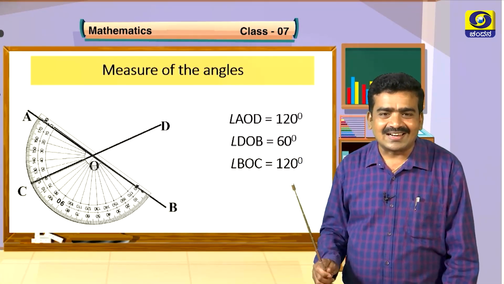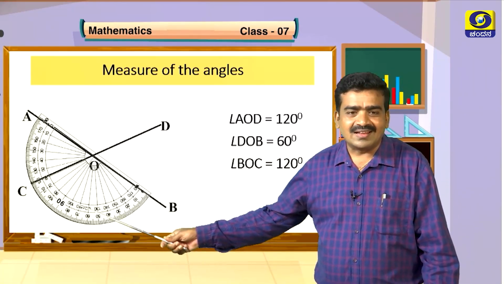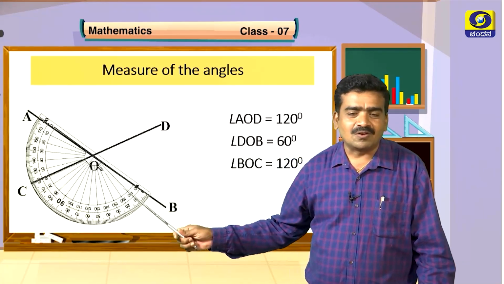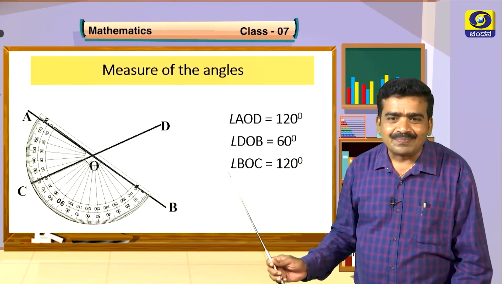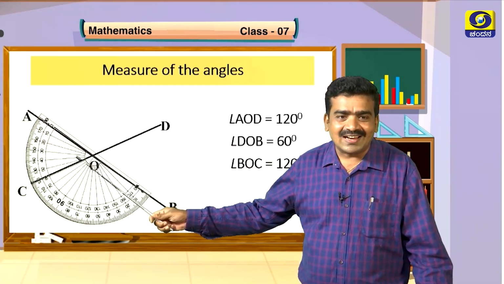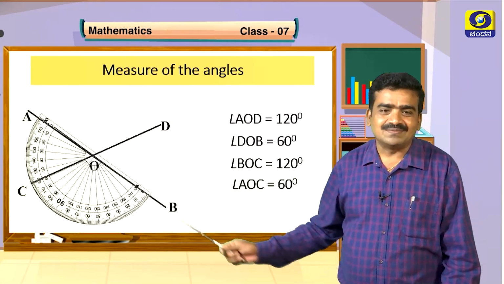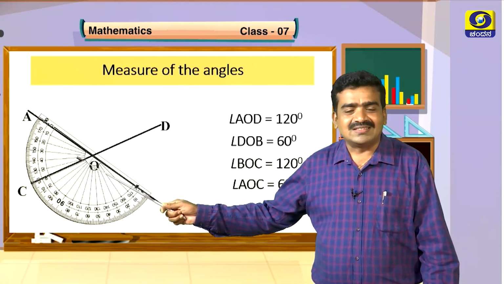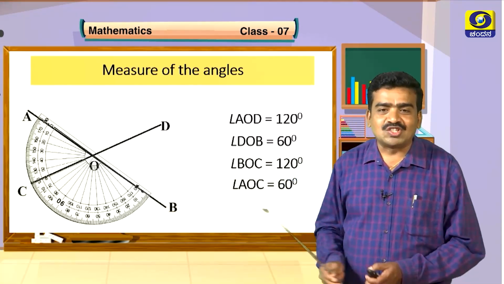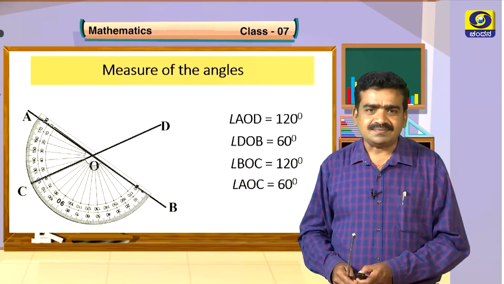Yes, you are exactly correct. Now we are taking the reading on the outer marking. Here the 90 degree, 100 degree, 110 degree and 120 degree. So therefore, this measures 120 degree. Then which is the one more angle over here? You are right, it is angle AOC. What is the measure of angle AOC? You are right, my dear student. This also measures 60 degree. So therefore, we have measured all 4 angles formed by the intersecting lines.